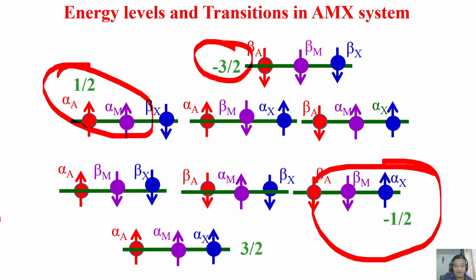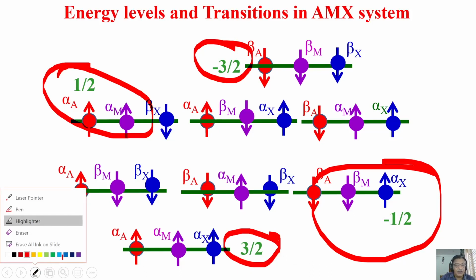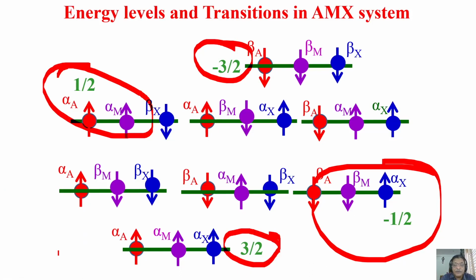And what about this one? This is plus 3 by 2. Okay. So now what we will do? We'll find out what are the allowed transitions. Please remember, what are the allowed transitions? The change in the total magnetic quantum number between energy states must be either plus 1 or minus 1.